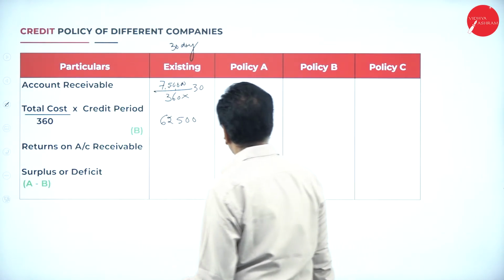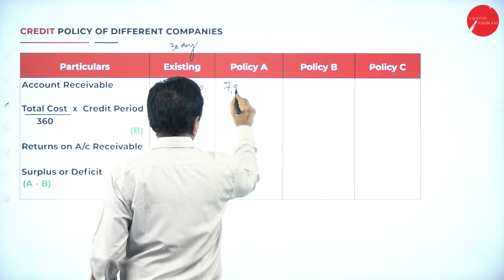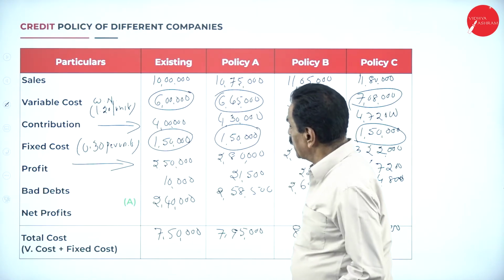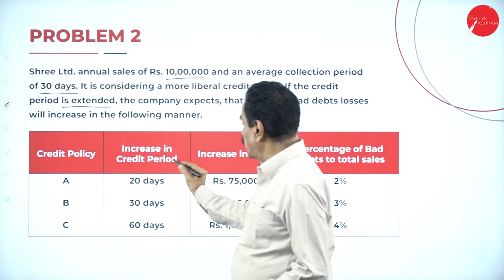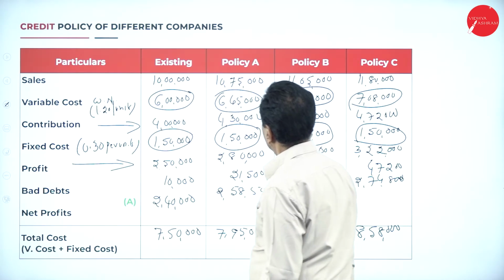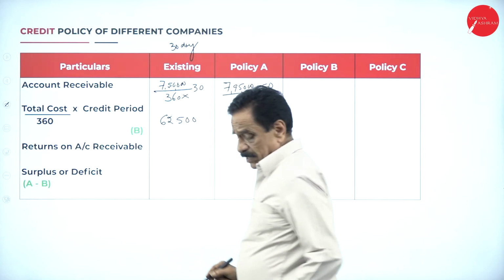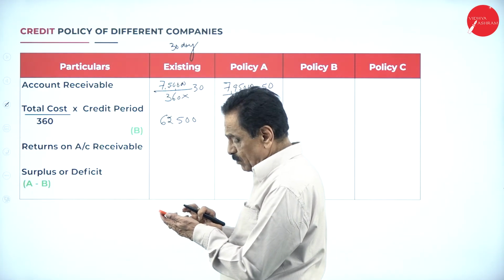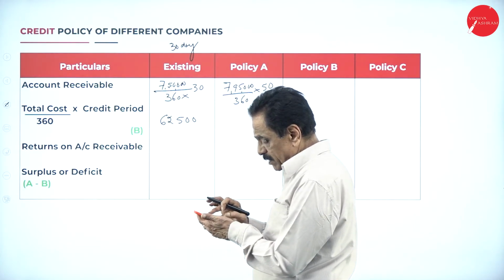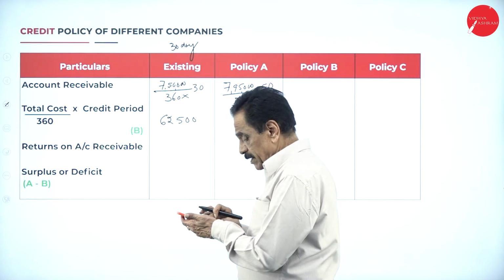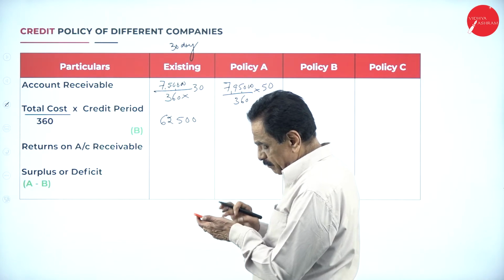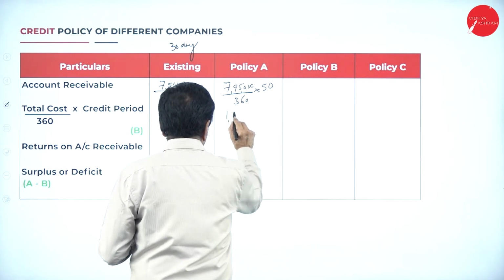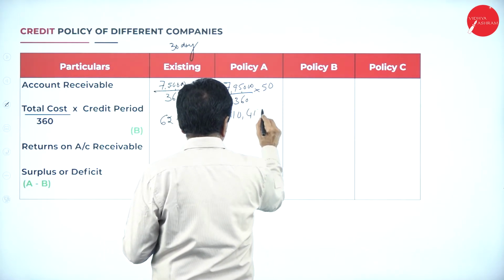This is 7,95,000 divided by 360. Number of days increases: increase the credit by 20 days means 50 days. 7,95,000 divided by 360 into 50 is 1,10,417.